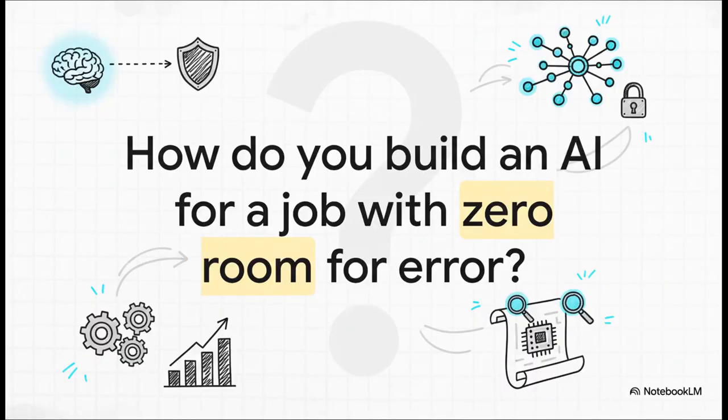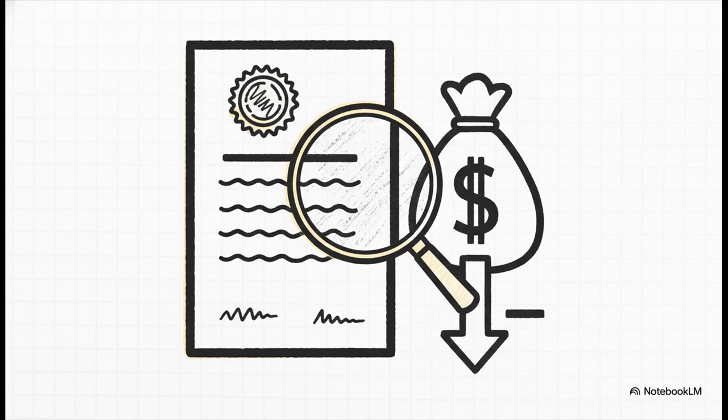Imagine this. Your job is to build an AI, but here's the catch. Its work has to be flawless, like zero room for error. None. How would you even begin to tackle that? And look, this isn't some abstract puzzle. This is a real-world problem. We're talking about automating the French R&D Tax Credit report.